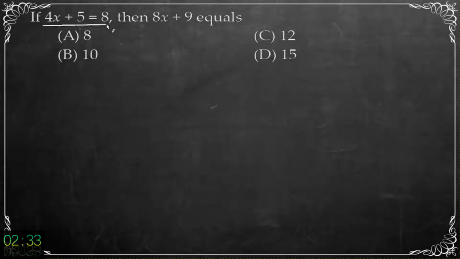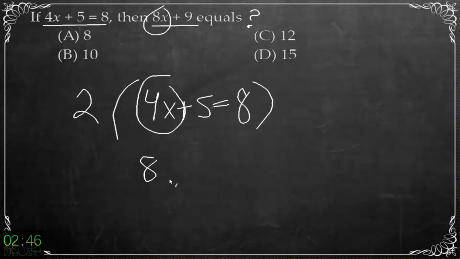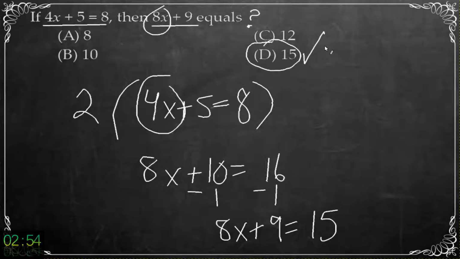If 4x plus 5 equals 8, then 8x plus 9 equals what? Alright, that 4x plus 5 looks very much like that 8x plus 9, so I think I'm going to go ahead and multiply both sides of my given equation by 2 to find 8x plus 10 equal to 16. If I subtract 1 from both sides, I get 8x plus 9, and I realize that it's equal to 15.